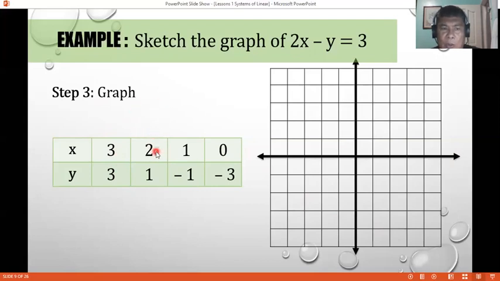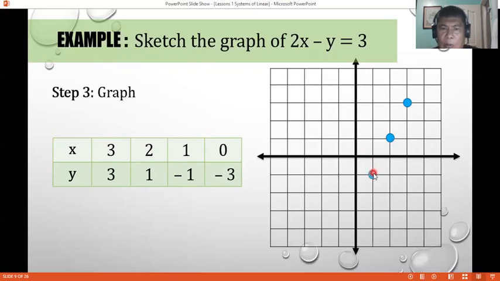(2, 1), 2 and 1. Laging una yung x. So, dito, 3 ang x: 1, 2, 3. Positive 3 yung y: 1, 2, 3. Nandito yung point. Okay? Yung y, pangalawa, 1, 2 ang x, 1 lang ang y. Nandito yung pangalawang point. 1, 1, tapos negative 1 sa baba.